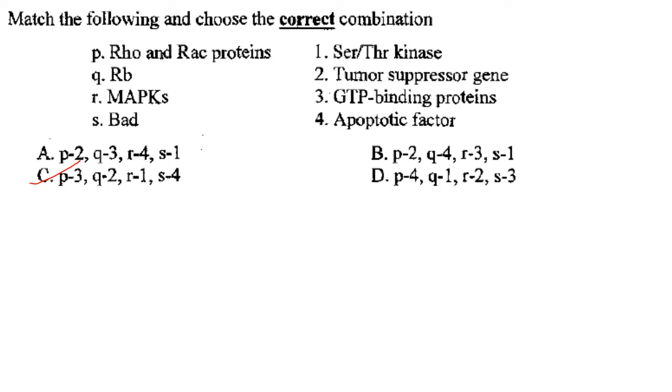Then next one. Match the following and choose the correct combination. Rho and RAC proteins. They are GTP binding proteins. So P3. RB is tumor suppressor gene. MAP kinases, that is serine threonine kinase. Answer is R1. And BAD-S4, apoptotic factor. So answer is option C, P3Q2R1S4.